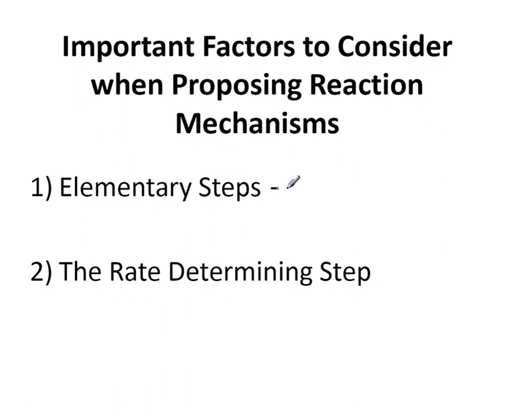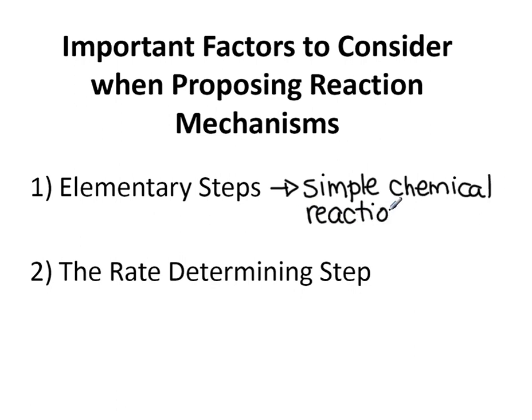So what are elementary steps? These are simple little chemical reactions that happen throughout the process. How many elementary steps can you have in a mechanism? It depends on your mechanism. Some can have 2, some can have 3, some can have 4, some can have many. That all just depends on your reaction.